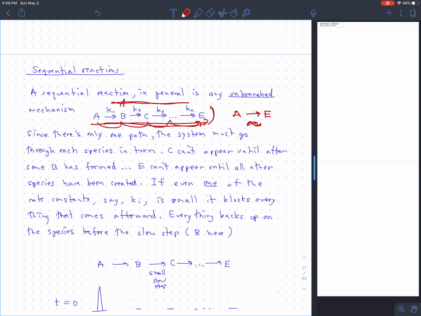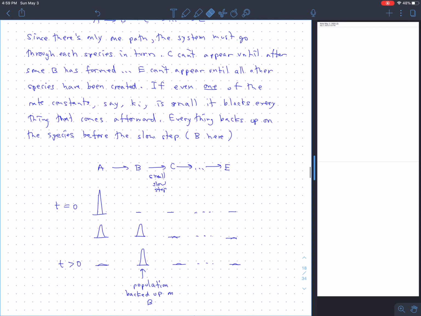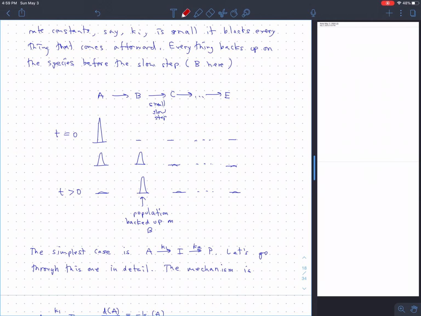Since everything is irreversible, we know everything's going to end up at E in the end, and everything starts at A, of course. But that means that the intermediate concentrations rise and then fall, and understanding that is what we'll be looking at, along with many of the implications of this mechanism. All right, so here's how things then look.